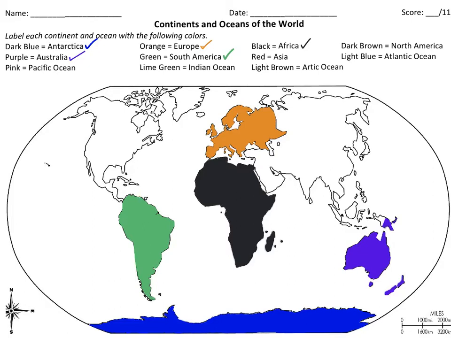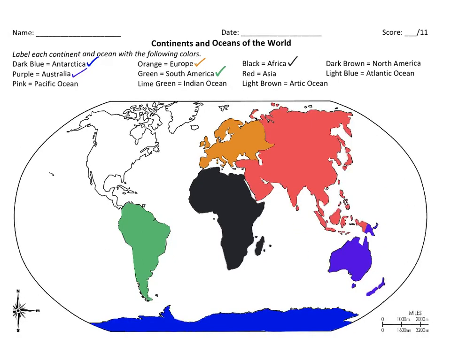And then we're going to color Asia red, which is all of this. Okay, that might take you a little bit. So color all of this area, not the oceans, red. All right, now that Asia is colored, we can check that off.